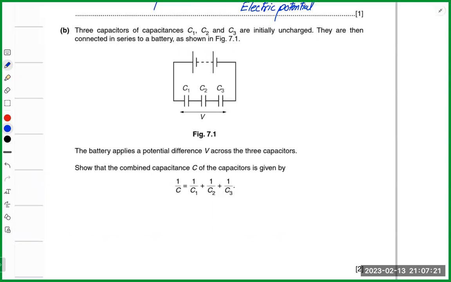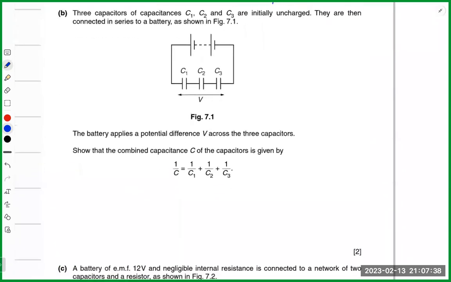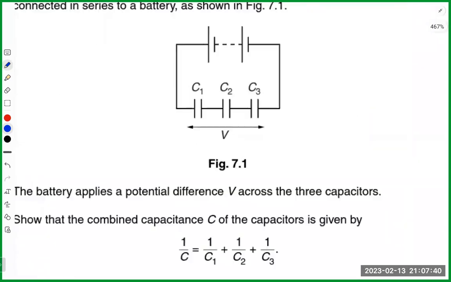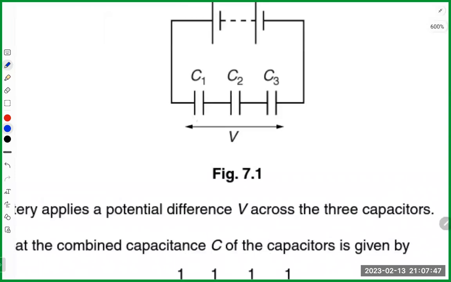Three capacitors of capacitance C1, C2, and C3 are initially uncharged. They are then connected in series to a battery, as shown in the diagram. The battery applies a potential difference V across the three capacitors. Show that the combined capacitance is this. It is a 2 mark question, and if you go back to notes, you can see the detailed way of doing this. But if it comes in exam, you should know that because these three capacitors are connected in series, they will be sharing the potential difference across them.